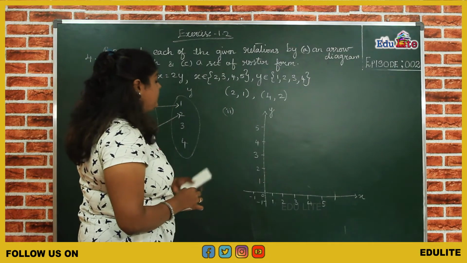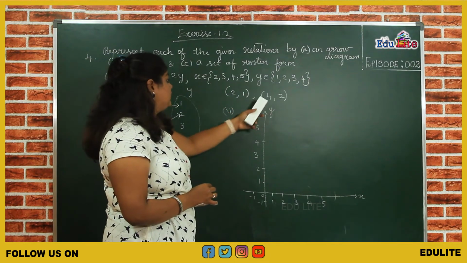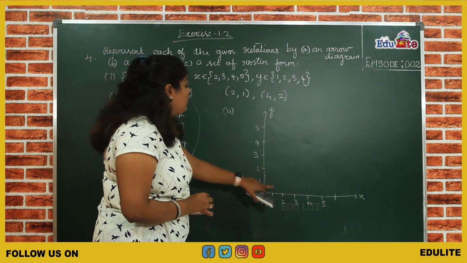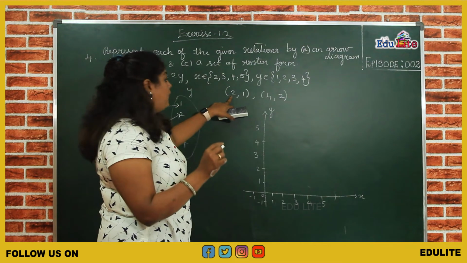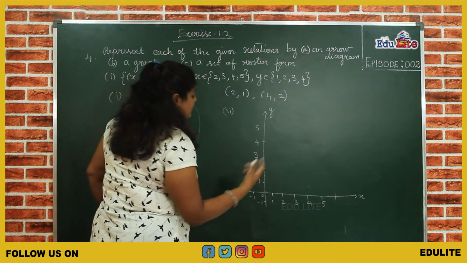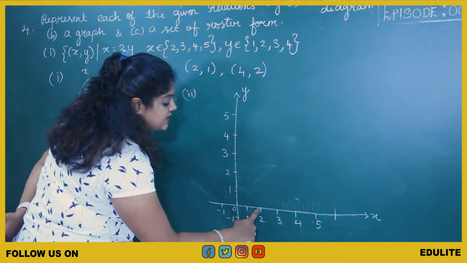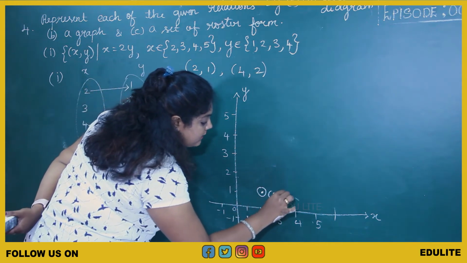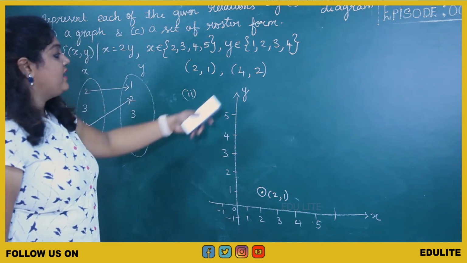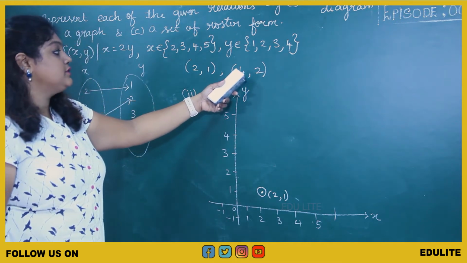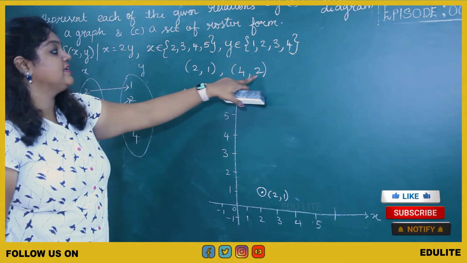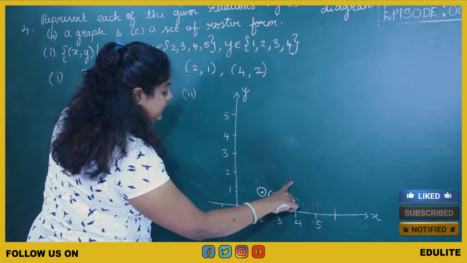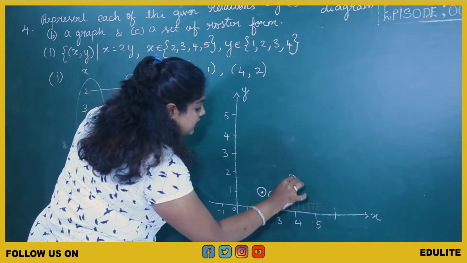So what are all the points we got? We got 2, 1 and 4, 2. What does this represent? This is the value of x and this is the value of y. Along the x-axis we have to mark a point at 2 and along the y-axis it is 1. Where will we get it in the graph? Along the x-axis it is 2 and along the y-axis it is 1. So this is the point 2, 1. Next the point we have is 4, 2. This represents the position of x and this represents the position of y. So along x it is 4 and along y it is 2. So it will be here, 4, 2.